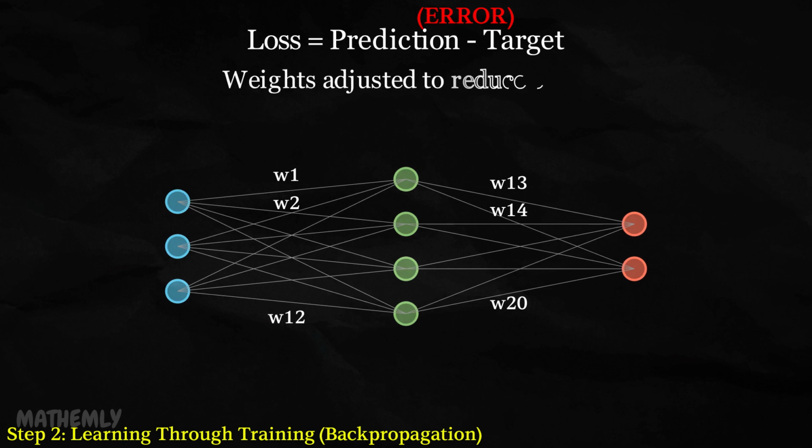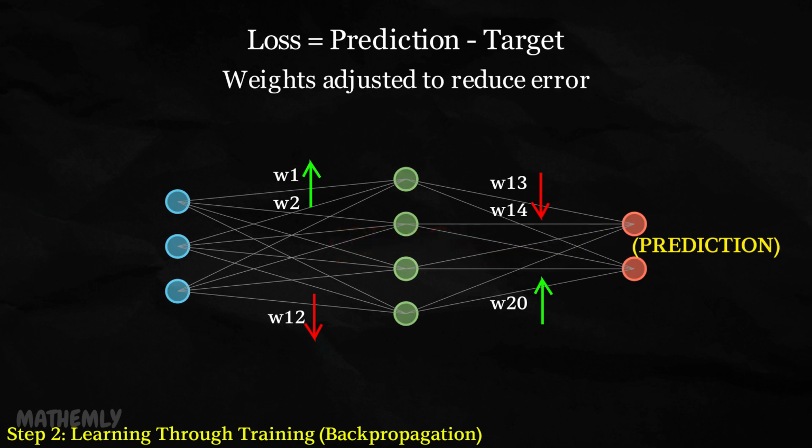Using backpropagation, the error is sent backwards through the network, adjusting the weights slightly to reduce the error. This process is repeated over and over, called epochs, until the network becomes accurate. This is how a neural network improves by gradually reducing its mistakes through many training cycles.